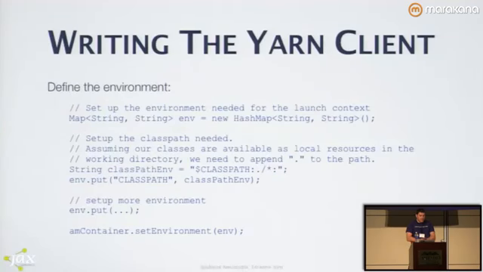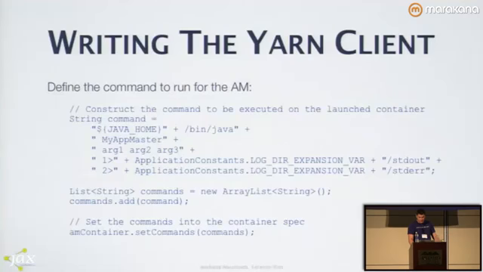Then I define the environment. That's simply a map from string to string. Important thing here is if I want to have a class path set, I have to define that. The framework doesn't do that for me. So if I copied any jars into the working directory and I want them to be available to the JVM, I have to add that working directory to the class path. I guess for security reasons, it's not there by default.